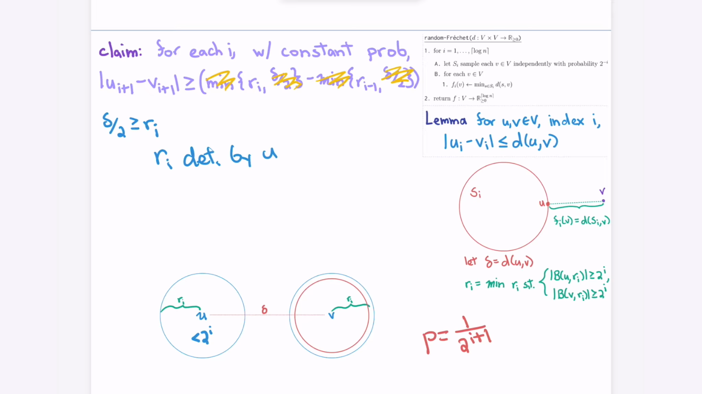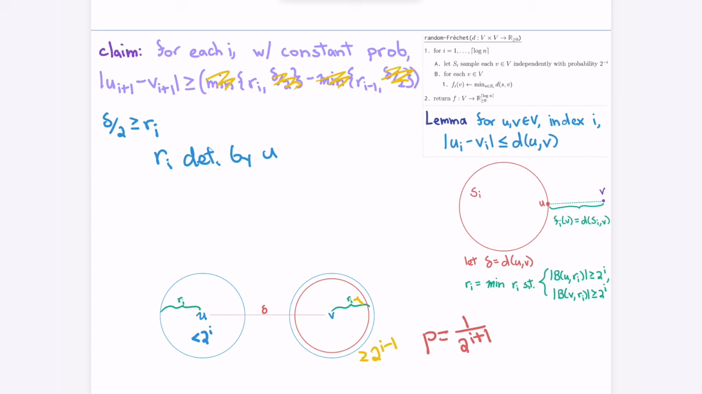Okay. So, we know that this ball has at most 2^i, and this ball has at least 2^(i-1) because it has radius R_{i-1}. This will be R_{i-1}. And we also know that they're disjoint because R_i is less than delta over 2. So these are 2 disjoint balls.